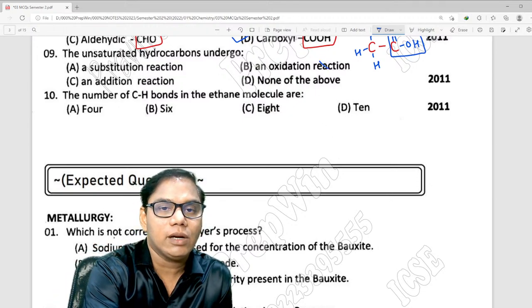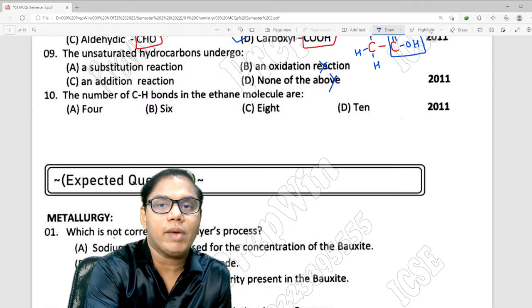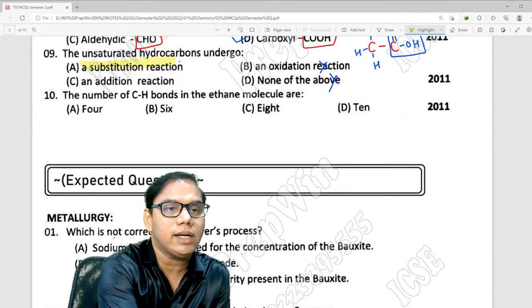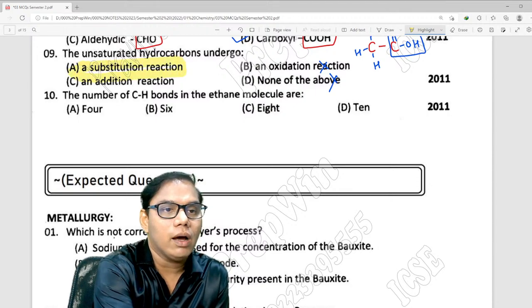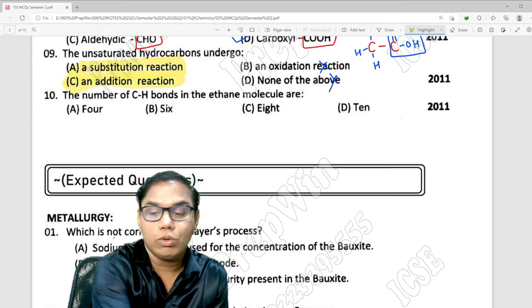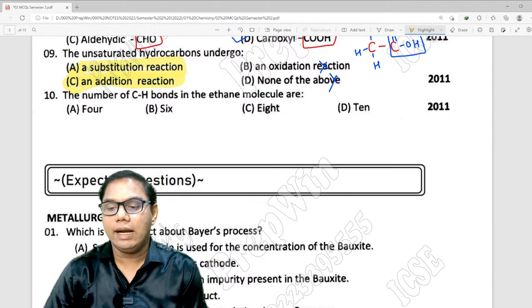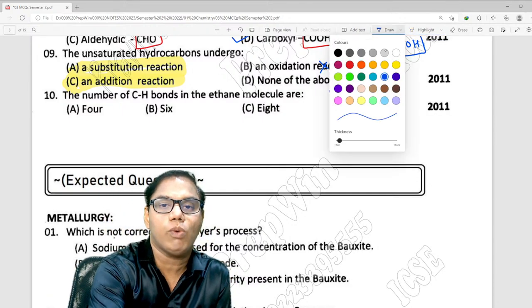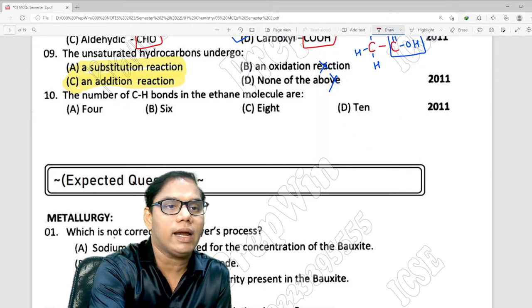Is it addition? In organic chemistry, we get only two kinds of reaction: either a substitution reaction or an addition reaction. So one of the two is the answer. Which one is the correct answer? It is very easy.